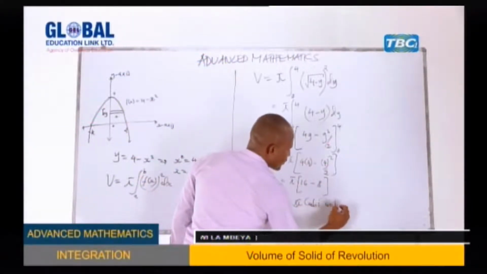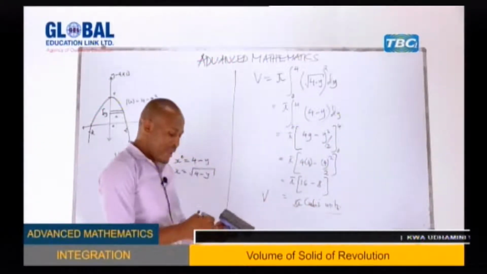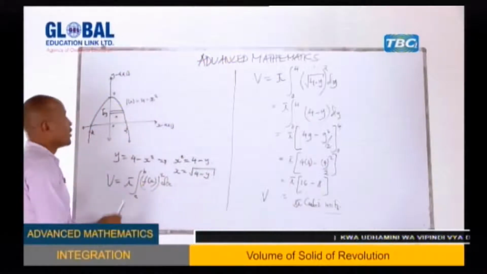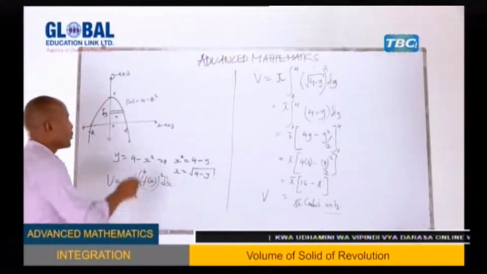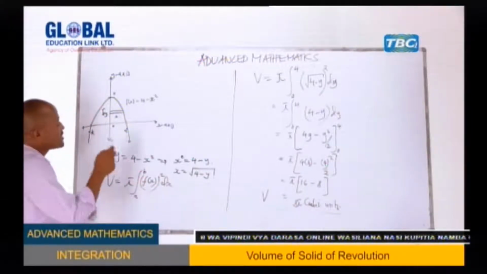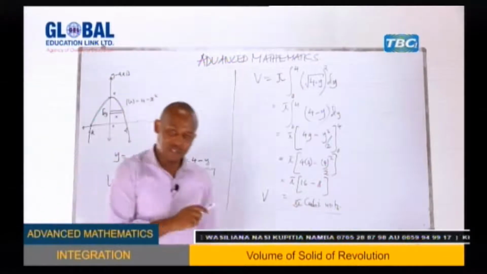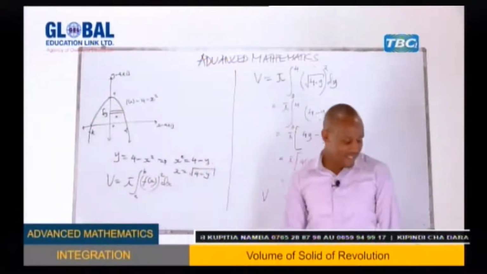units. That is the volume when that graph, or that function, is rotated around the y-axis, and the limits will be from 0 to 4. So that is how it looks. Now let's see the next example.